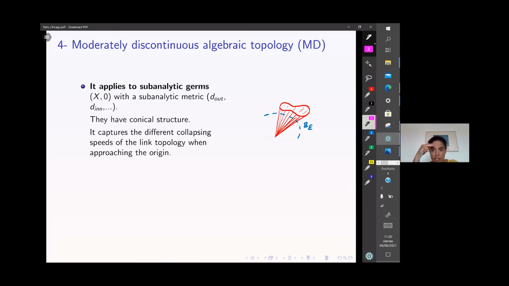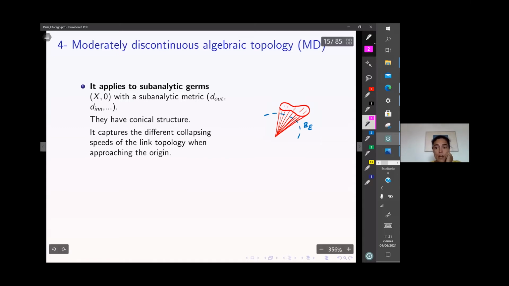So let's see the setting of the theory. It applies to subanalytic germs, so it is a more general context than simply complex singularity germs. It applies to subanalytic germs with a subanalytic metric that might be more general than the outer or the inner, but these will be the main examples, the interesting ones for the moment. These subanalytic germs have a conical structure, and then our theory would capture the different collapsing speeds of the link topology when we approach the origin.